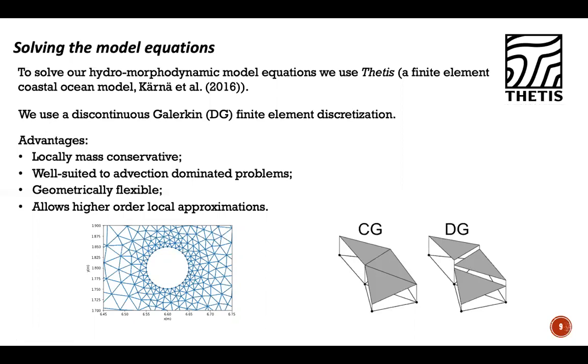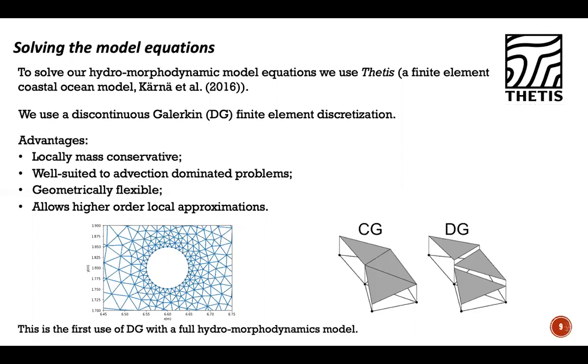Now, discontinuous Galerkin has several advantages, which I've listed on the slide. Most importantly for us, it's locally mass conservative, which means that the sediment is conserved along the elements, which is really important when you're trying to model sediment transport.